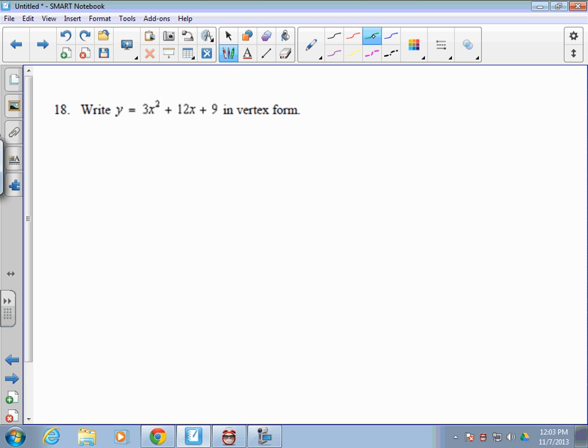18 says write this one in vertex form. Well, what you need to do is take 3 out because you want x squared to have a coefficient of 1. So 3 times x squared plus 4x plus 9 equals y.